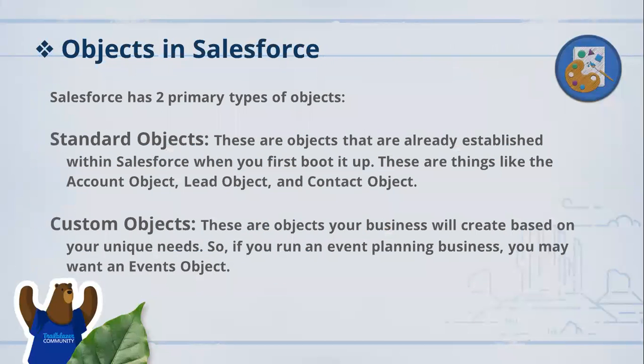Basically there are two types of objects: standard objects and custom objects. Standard objects are those provided by Salesforce, like the Account, Lead, Contact, and Opportunity objects, and many more. Custom objects are created by us based on business requirements. You may ask why we have standard objects when we can create objects ourselves. Let me tell you one reason behind this.